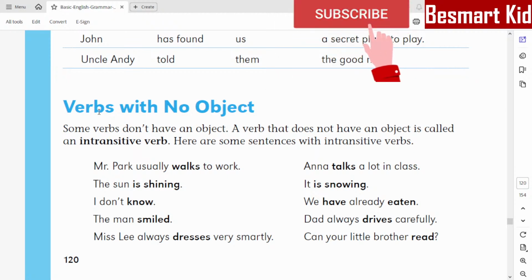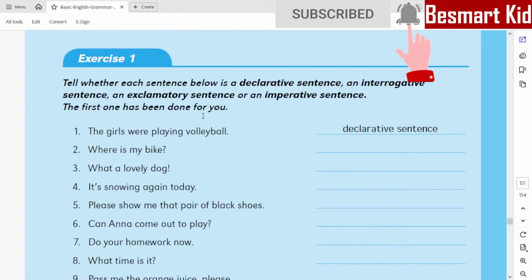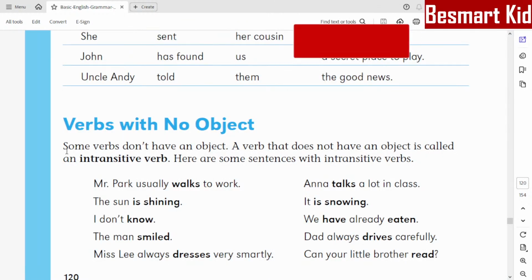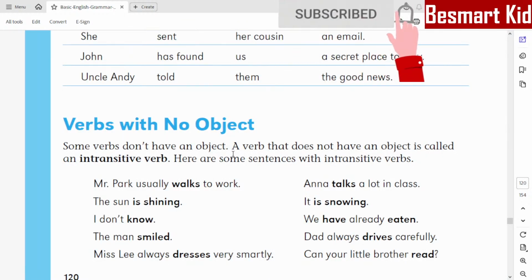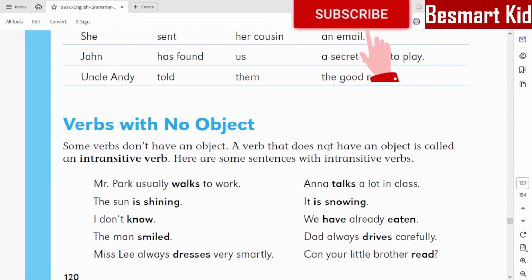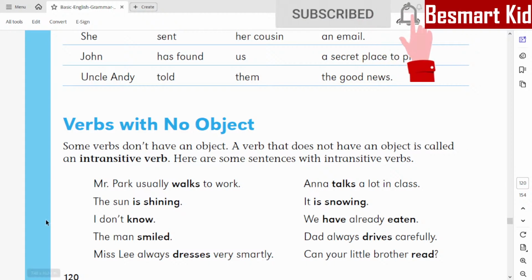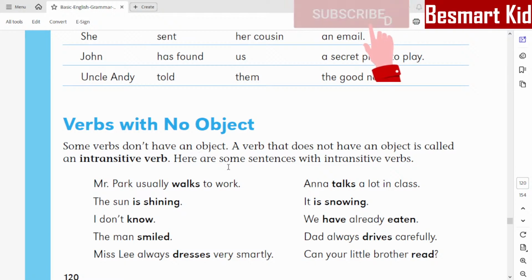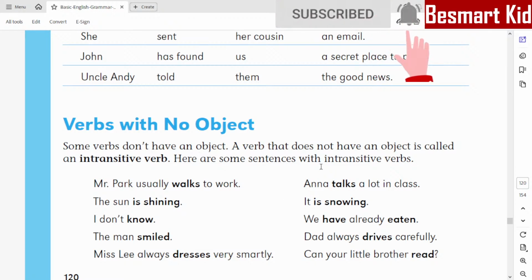We have verbs with no object. Some verbs don't have an object. A verb that does not have an object is called an intransitive verb. Here are some sentences with intransitive verbs.